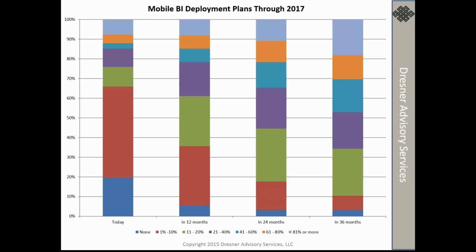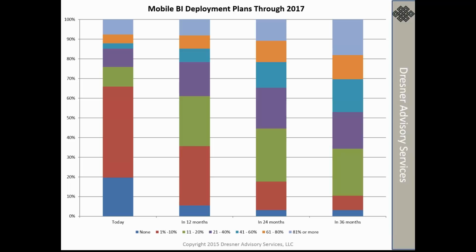Now, when we look at deployment plans through 2017, which is pretty far out there, it's pretty ambitious. These organizations are very bullish about mobile business intelligence, but I like to focus predominantly on the 12-month time frame. So you can see today, the far left of the chart, 20% of organizations, which is pretty significant, say they have no mobile BI today. If you look at the 12-month horizon, that looks pretty good. I mean, that blue bar decreases to about 5%, and even the 1 to 10% decreases, while the other categories increase rather nicely. So that's a pretty aggressive plan.